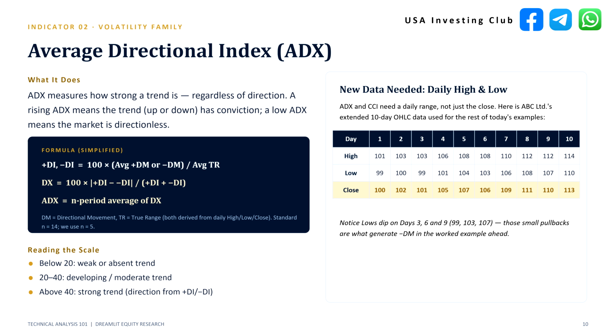Here's how to read the ADX scale. Below 20 means a weak or absent trend. 20 to 40 means a developing or moderate trend, and above 40 means a strong trend, with the actual direction coming from whichever positive or negative DI is on top. Remember, ADX by itself never tells you up or down, only how convicted the current move is.